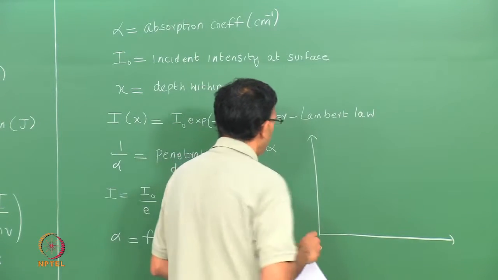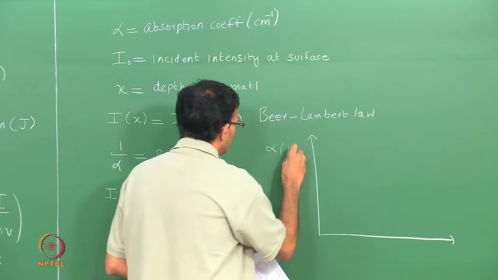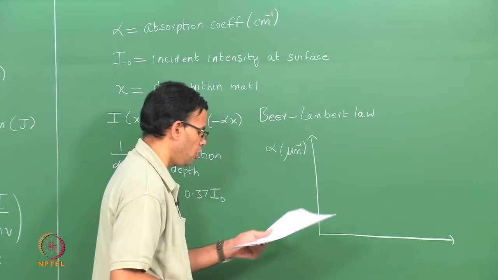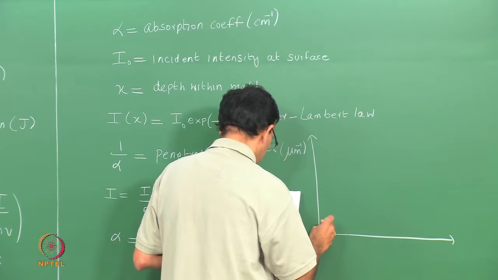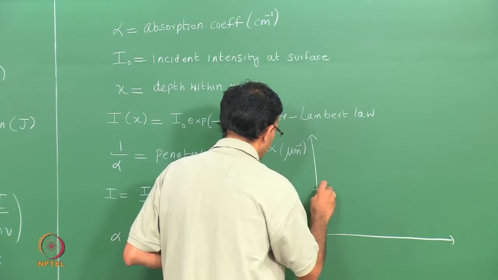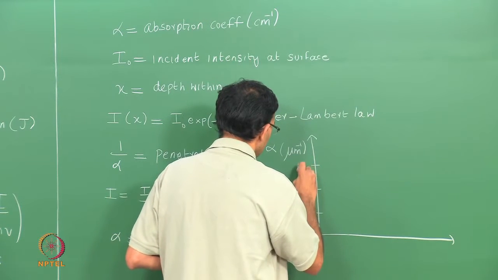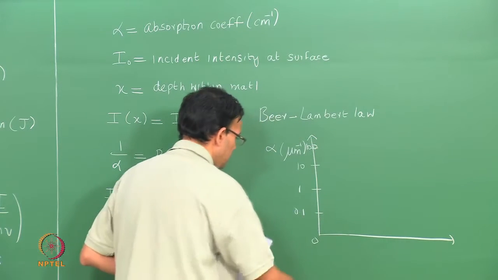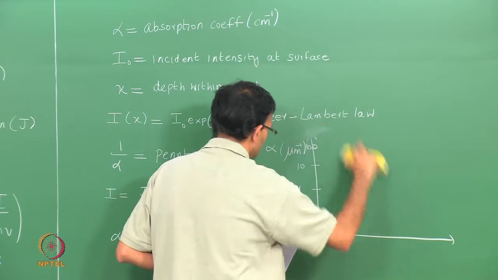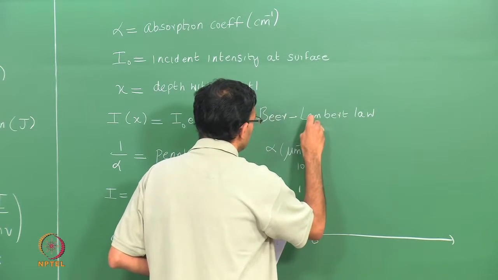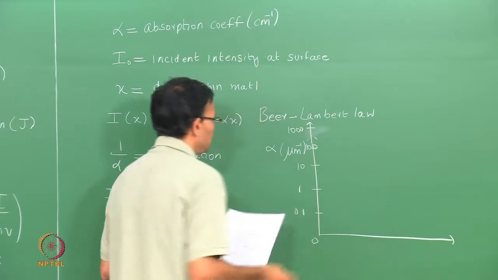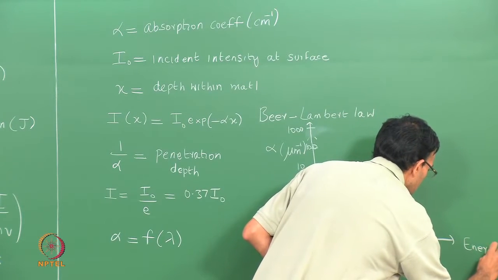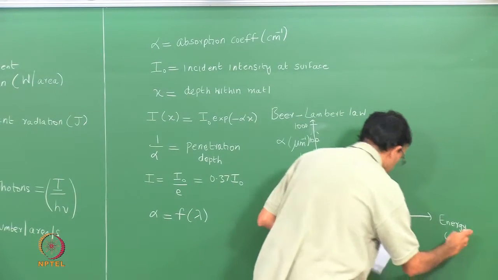So, in this case I have alpha on my y axis, which is in per micrometer, and I am going to use a log scale. So, I have 0.1, 1, 10, 100. Let me just expand the scale a bit. Thousand. On the x axis I am going to plot the energy of the radiation in electron volts.